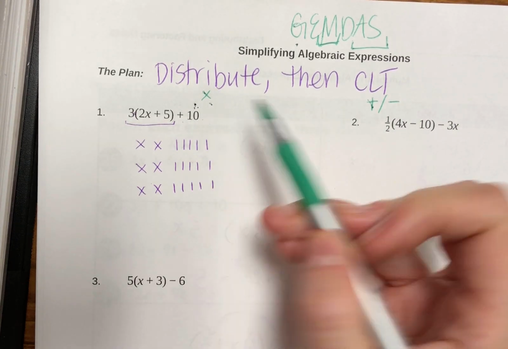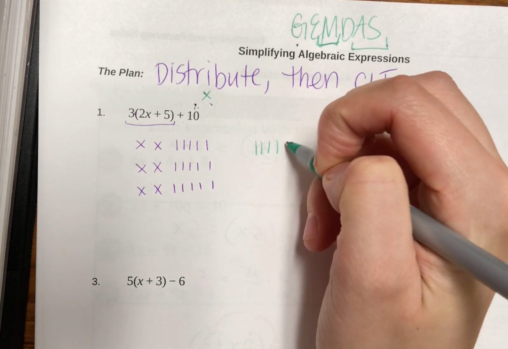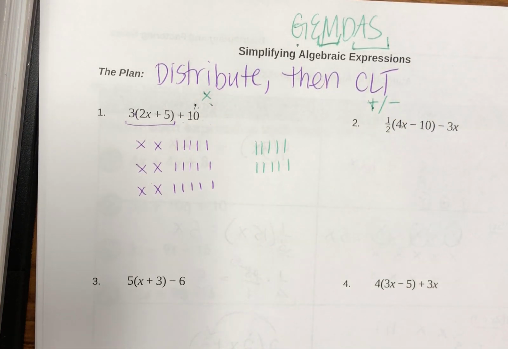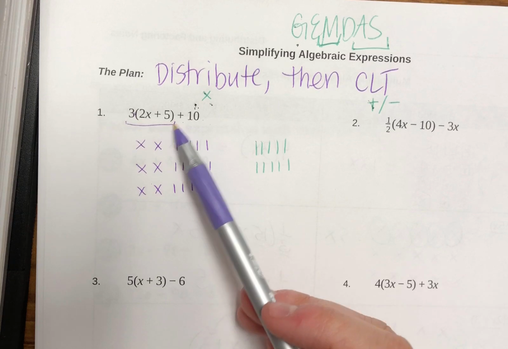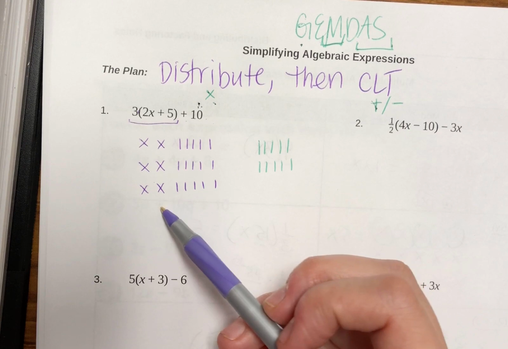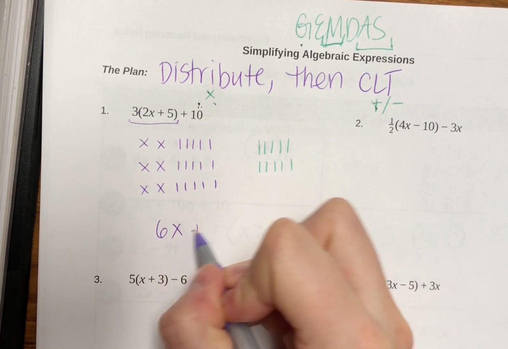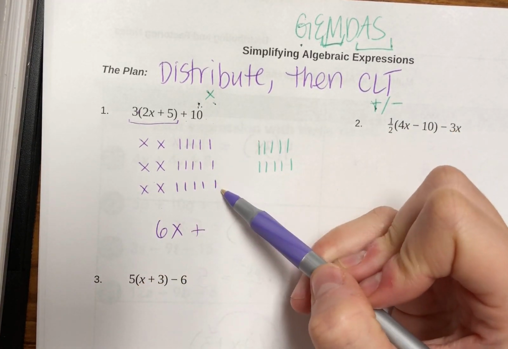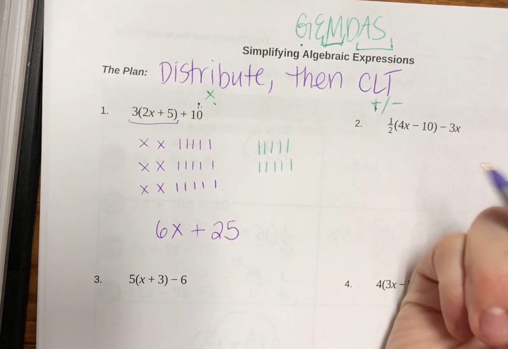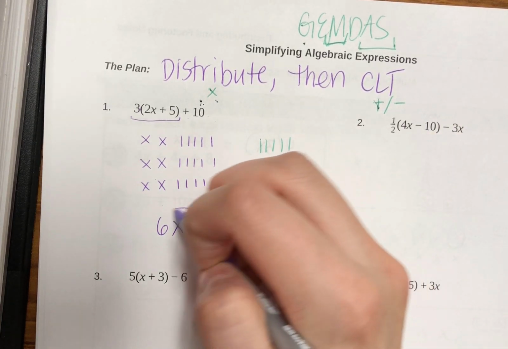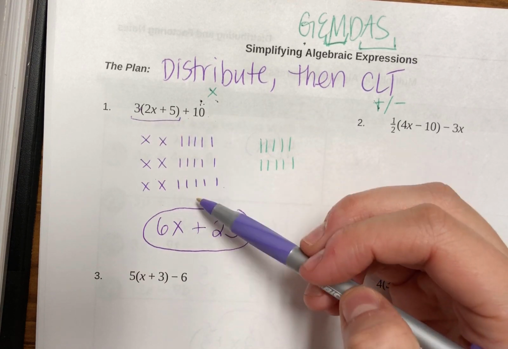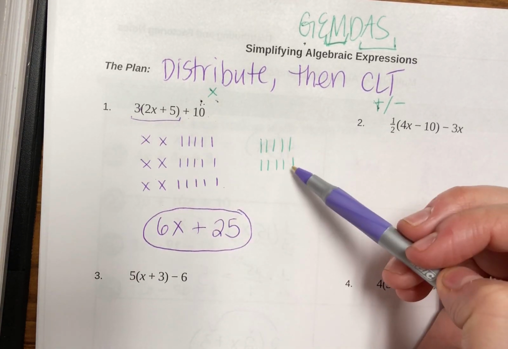Then it also says I have 10, so I'll draw in my 10. The problem says to add those things together, so I'm just going to total up everything I have. I have 6 x's and 5, 10, 15, 20, 25. So that would be my final answer using a bar model. I multiplied first by drawing those groups out multiple times, and then I added on the extra.